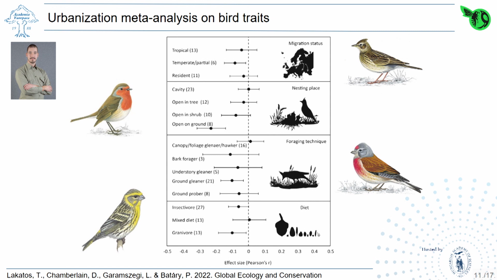And then in the last case, where we classified the species based on the trait diet, whether they are insectivorous, mixed diet, or granivorous, we expected that insectivores will be losers. This seems to be so, although it was not significant. We expected that species with mixed diet can cope relatively well with urbanization, but again, granivores, possibly those feeding on different grass seeds, are losers.